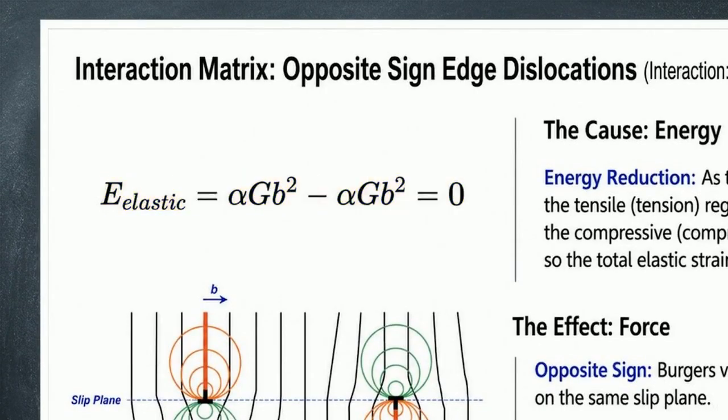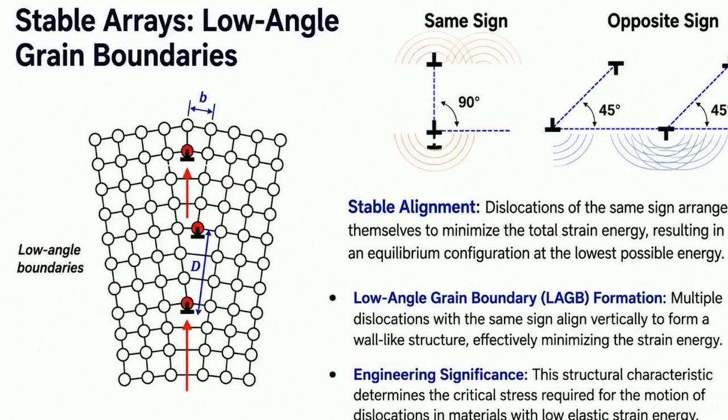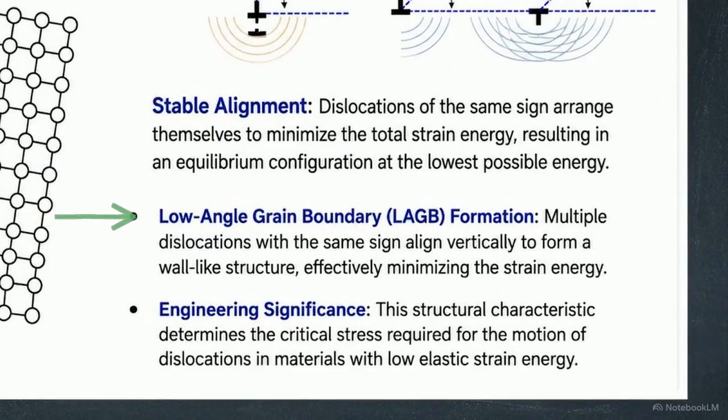Because same-sign dislocations cannot annihilate, they migrate into geometric patterns to find the lowest combined energy state. This vertical stacking creates a stable alignment. By forming a wall-like structure, they minimize collective strain energy, forming macroscopic microstructures called low-angle grain boundaries.